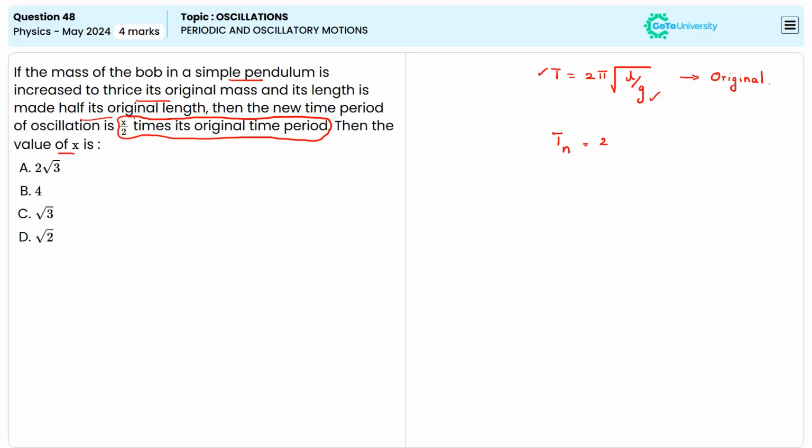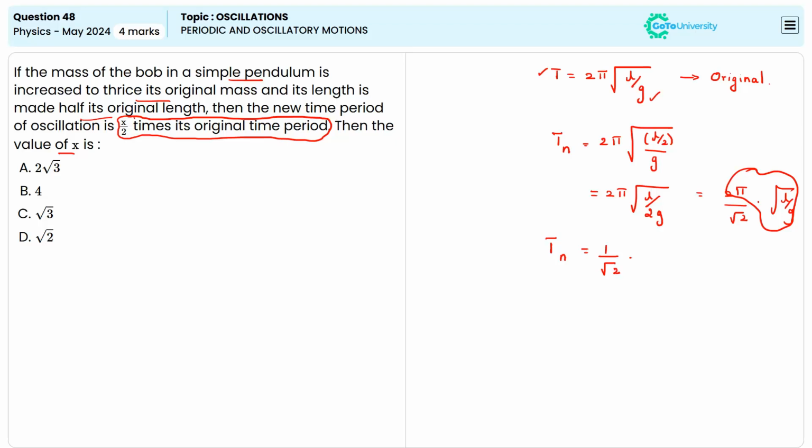So here we can write 2 pi root of L over 2, because it's given in the question that the length is made half of its original length. So here I'm writing L over 2 divided by G. So we can write 2 pi root of L over 2G. Again, this can be written as 2 pi divided by root 2 times root of L over G. Or else we can write T new will be equal to 1 over root 2 times T naught, since this is our original value. So this is the value of the new time period.